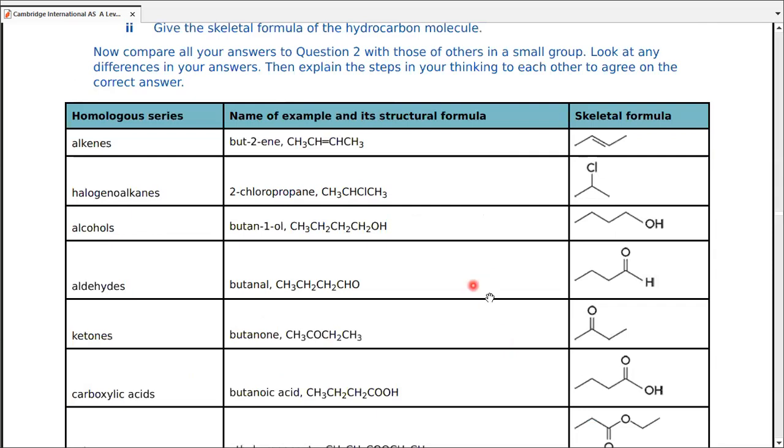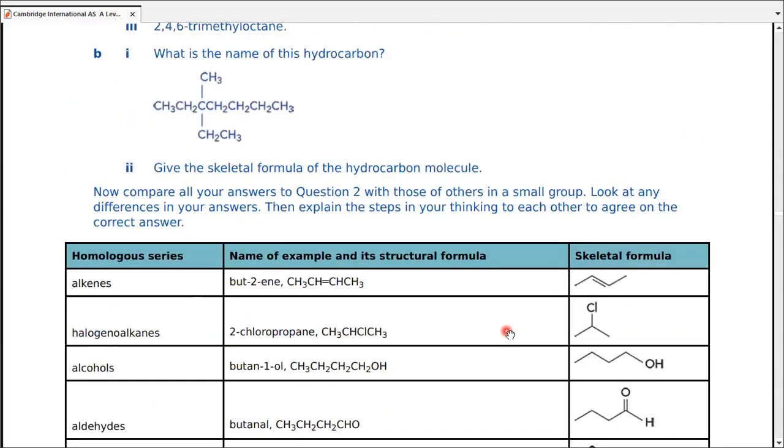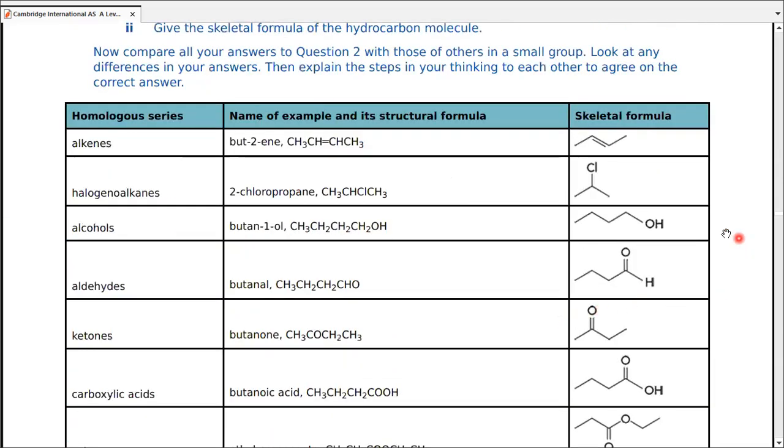Now, take a look at this. I did go through this whole table in my last class before I started off with nomenclature, but I never explained this table. If you take a look at this table, there are a couple of things that I want to explain about it. You are already familiar with homologous series and examples or the structural formula, but the skeletal formula is the more important thing I want to consider right now.